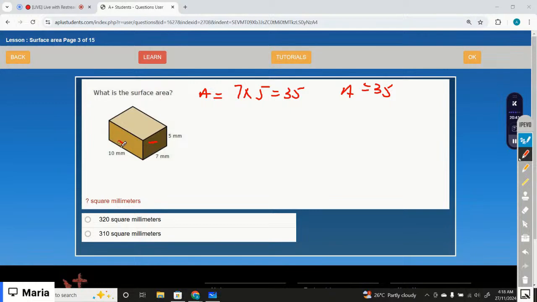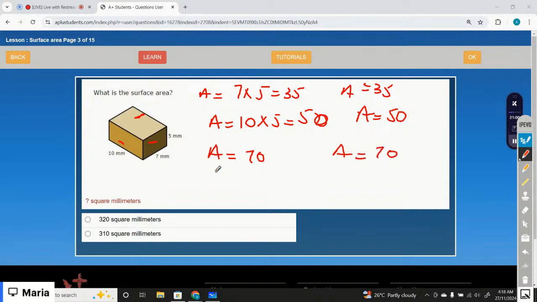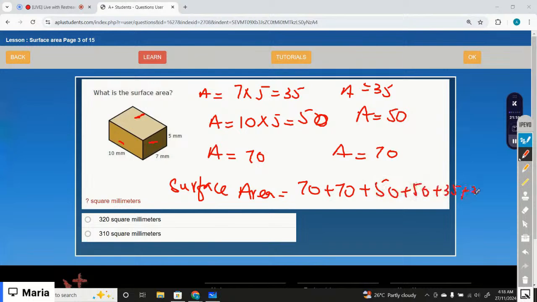Okay, now calculate the area of this side that has 10 and 5 dimensions, that is 10 times 5 equals 50. Now calculate the area of this face that has 10 and 7. So that is 70 and 70. Now you just have to add the area of all the faces to calculate the surface area. That is 70 plus 70 plus 50 plus 50 plus 35 plus 35, right?